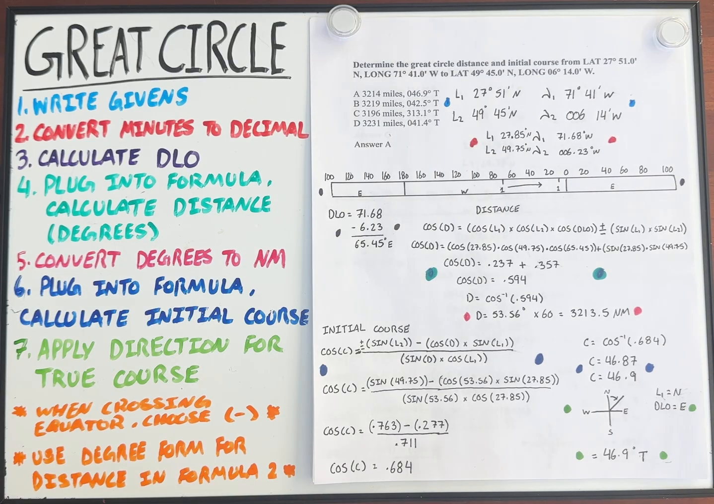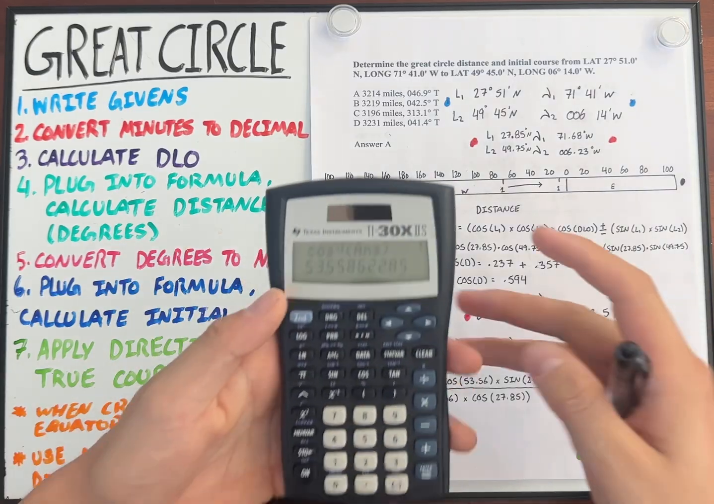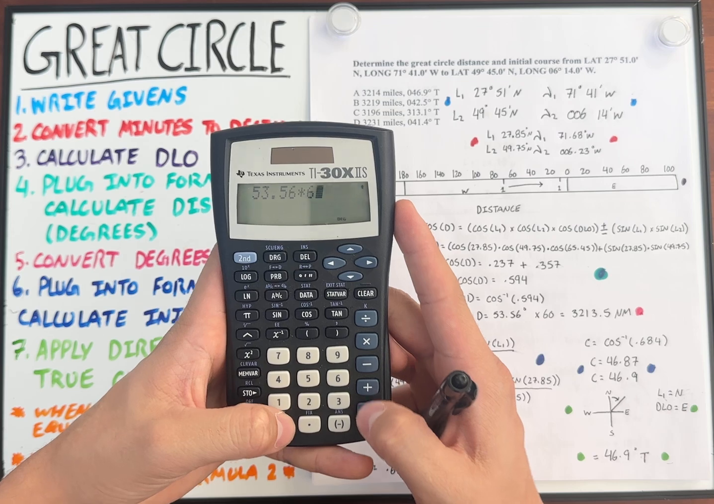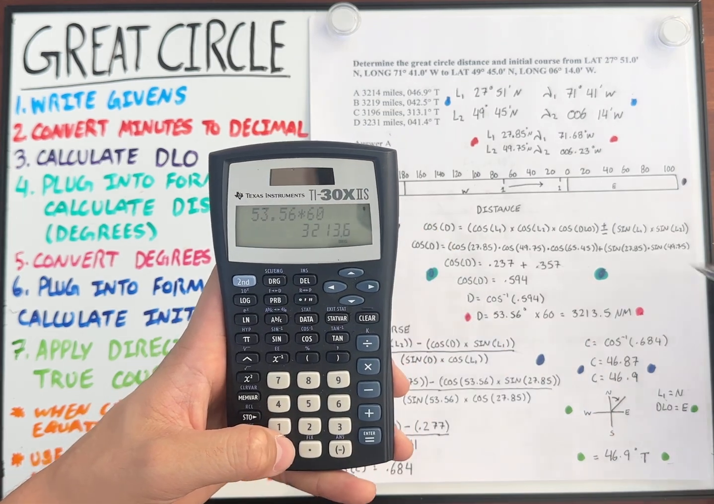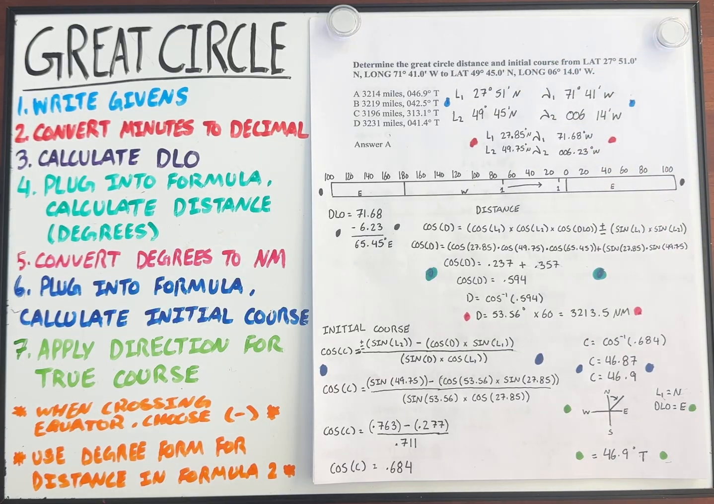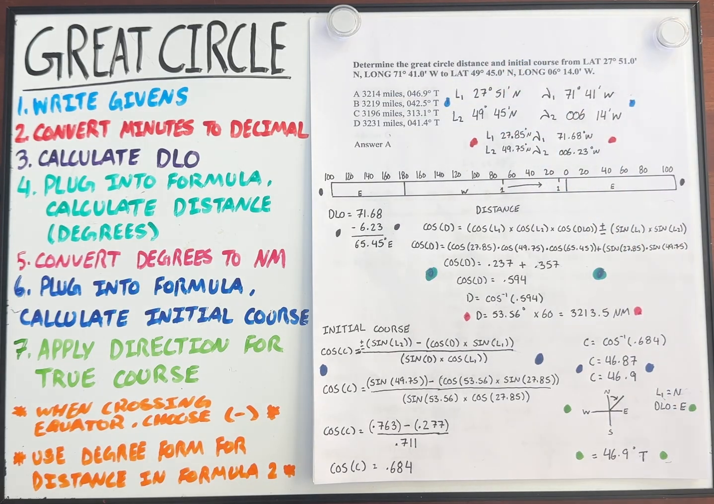And now step 5 is we want to convert it to nautical miles. The way you do that is you times it by 60. 53.56 degrees times 60 is 3,213.6 nautical miles, 3,213. Now already we can see that we're leaning towards answer A. Why? Because this answer is closest to answer A, and none of these other distance answer choices are close. So we're already leaning towards answer choice A, but we want to finish this problem out to confirm that we are on the right track with answer choice A.